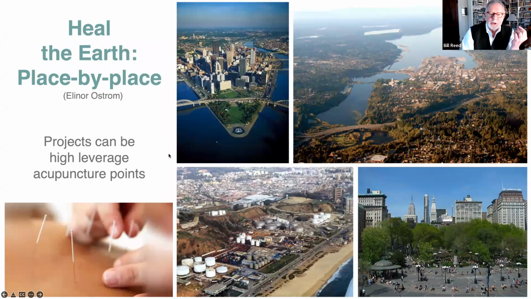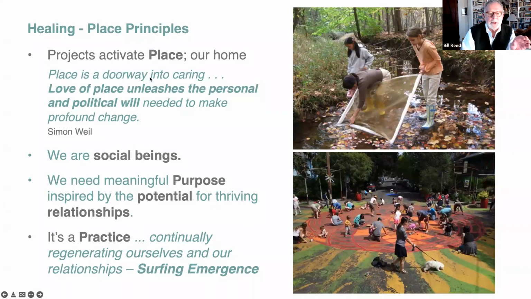So what Elinor Ostrom proved to us is that we can't heal the earth. It's too big, it's too abstract. The tragedy of the commons is operative, as Garrett Hardin talked about. But what Elinor Ostrom proved in her Nobel laureate work on common pool resources is that we can save the earth place by place. Because places are places that we can manage, and we can see the feedback of that system. So every project is an opportunity to activate place. And so Simone Weil says, place is a doorway into caring. Love of place unleashes the personal and political will needed to make profound change.